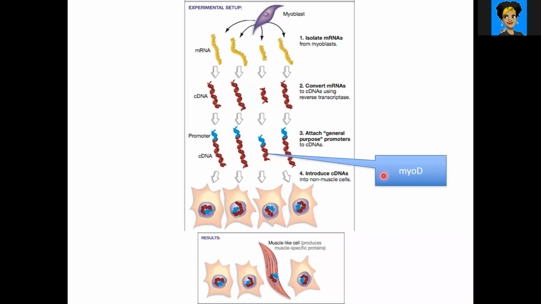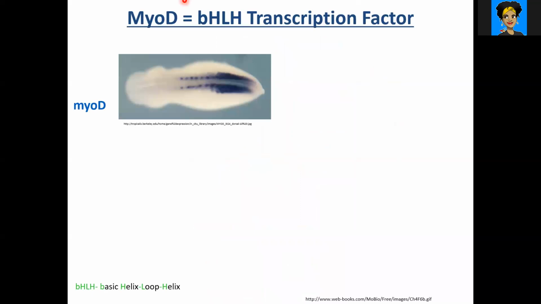And that gene was MyoD. So MyoD is a transcription factor. Here is, I'm pretty sure this is a zebrafish, but don't quote me on that. And here you can see that there's MyoD expression. The blue represents MyoD here.